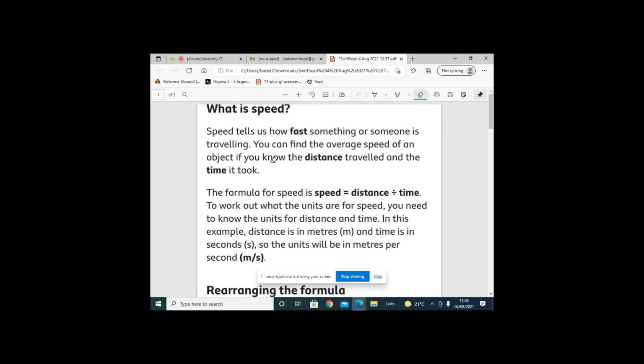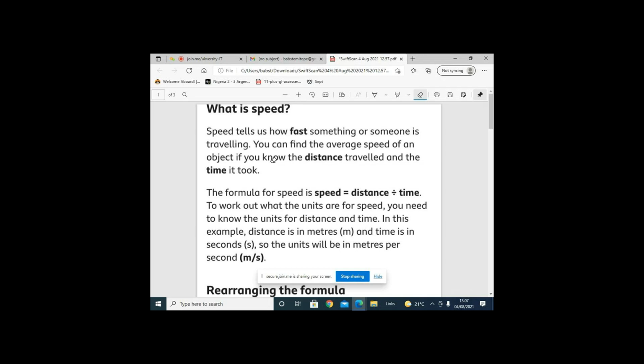Speed tells us how fast something or someone is traveling. If you say someone is traveling at a very high speed, that means he's traveling very fast. The average speed of an object is the distance traveled and the time it took. So speed is distance per unit time.